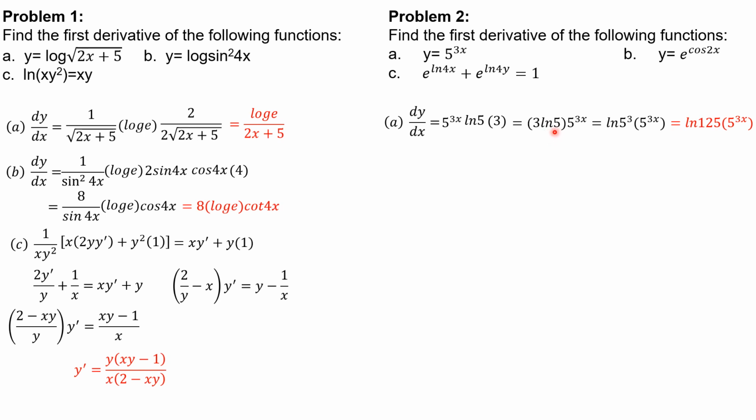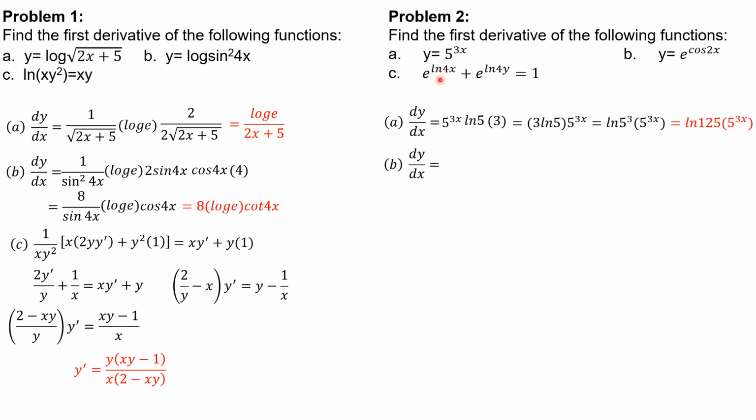Then we rewrite further 3 ln of 5 from the property of logarithms as ln of 5 cubed, then times 5 to the 3x. Since ln of 5 cubed is ln of 125, so that would be equals ln of 125 times 5 to the 3x.